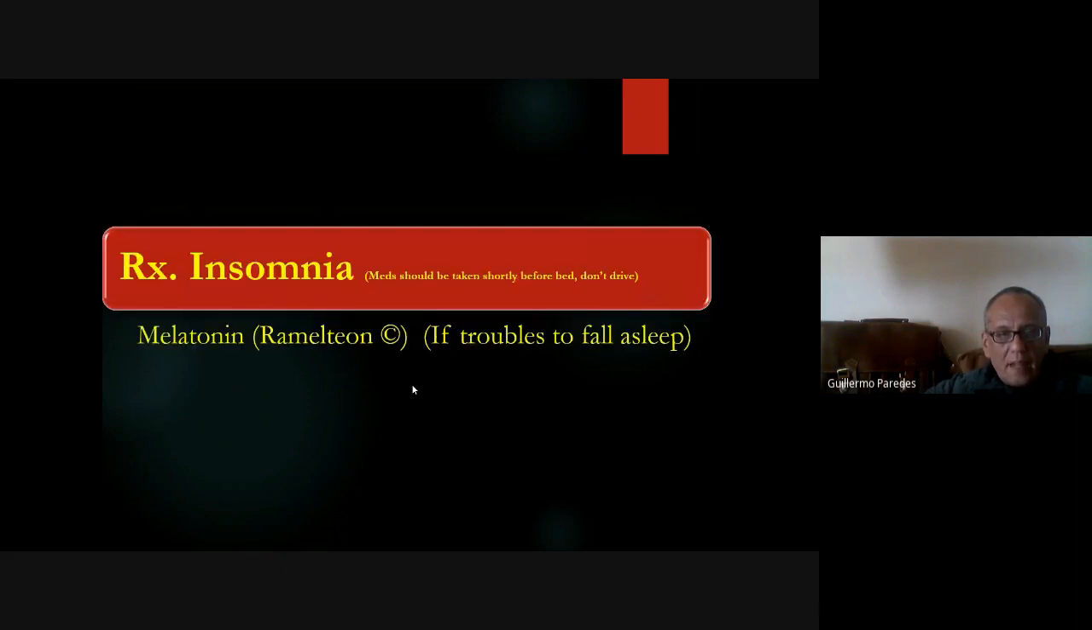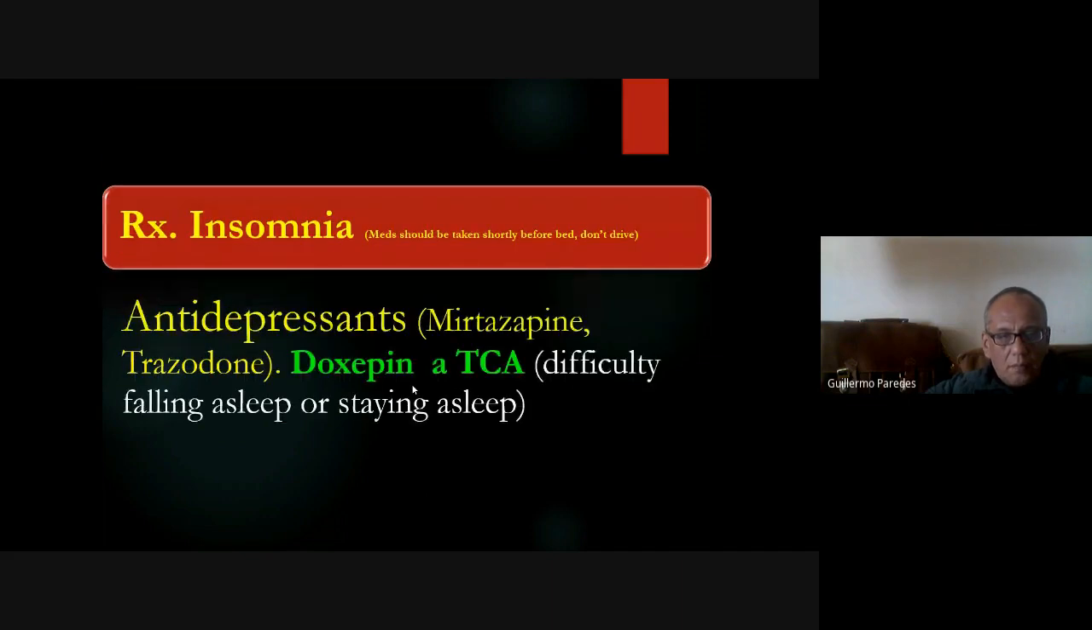Melatonin, ramelteon, is always coming up for the NCLEX, for trouble falling asleep. That means if you are going to bed and lie with your eyes open all night, melatonin. Let's go here. Okay.